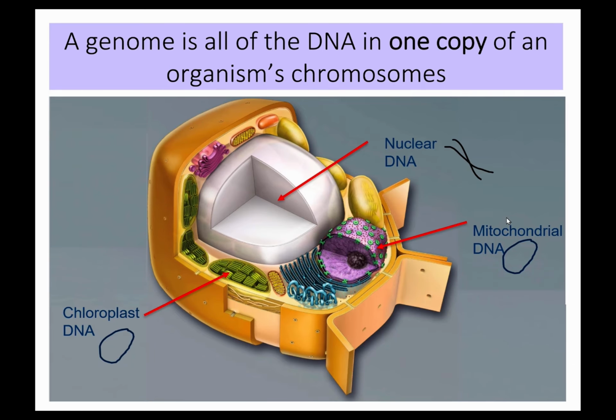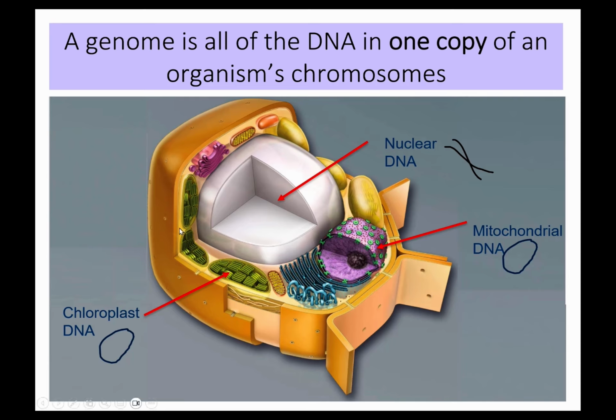So when we talk about the genome, what is the genome? The genome is all of the DNA in one copy of an organism's chromosomes. One copy is bold. So in your diploid somatic cells right now, you have 2 copies of the genome. Your genome is only one copy, so the one from one parent. So you could say that your genome is the amount of DNA in your haploid cells. It's just the one copy. You have 2 copies of the genome.